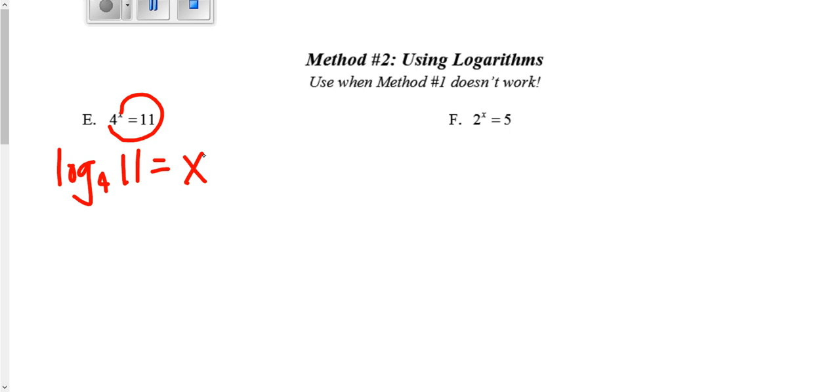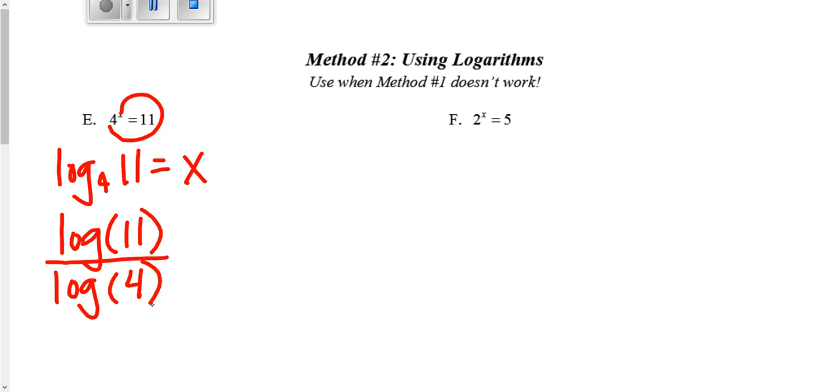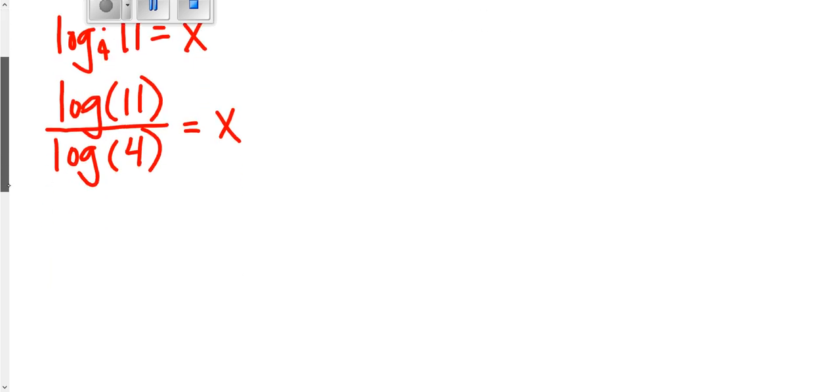Now from here, it takes some calculator work. So we actually have to type log base 4 of 11 into your calculator. But most calculators only have a button that just says log. So the way that we have to type this in is you use that log button and you put 11 in the numerator, and then you use the log button again and put 4 in the denominator. So you do the last number over the first number. And that's just a way for us to actually type this into our calculator.